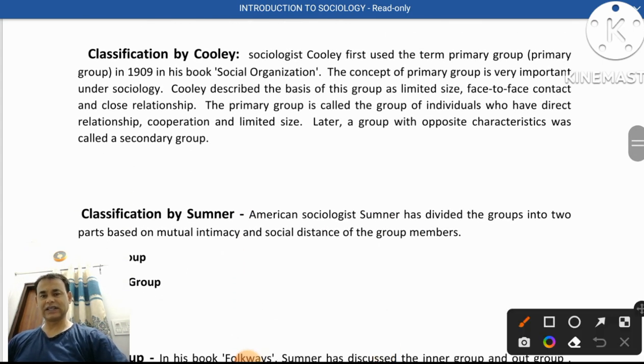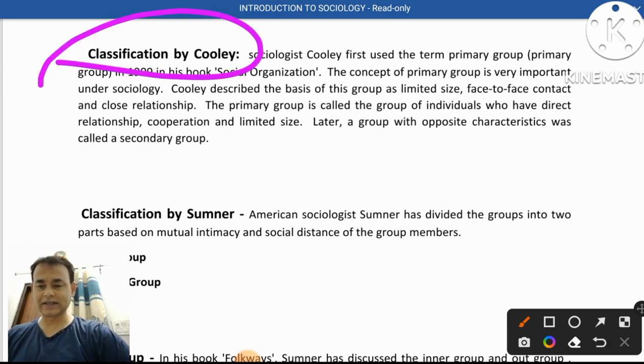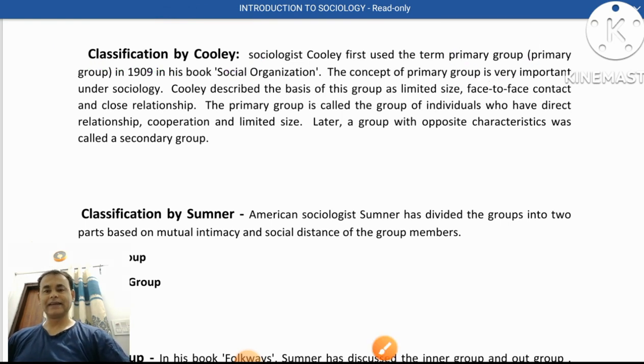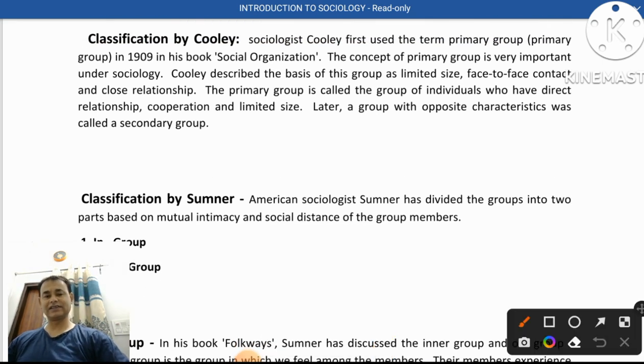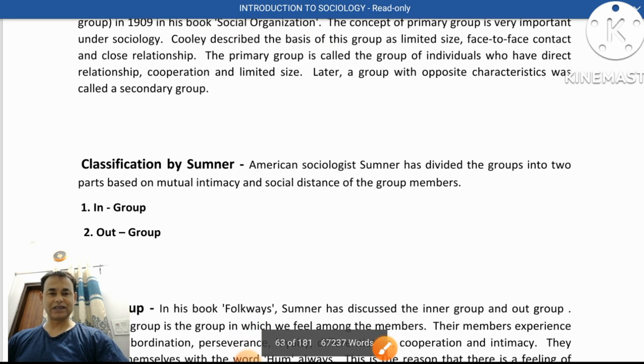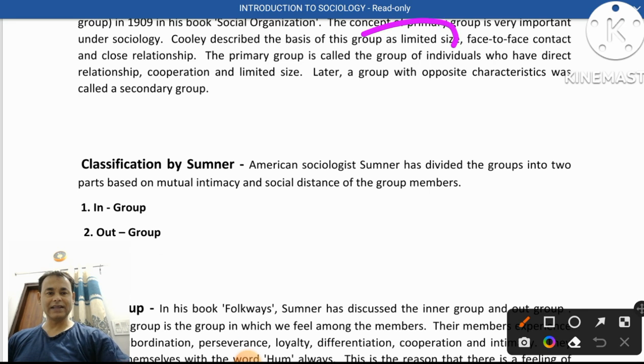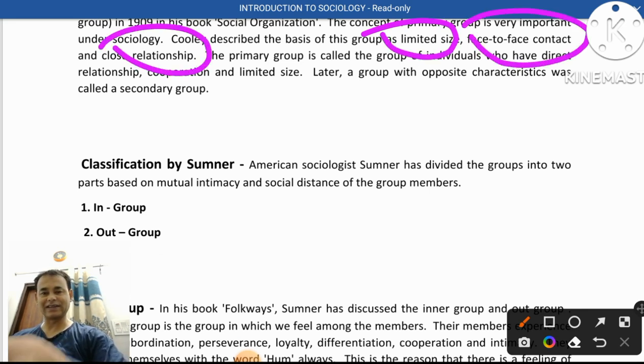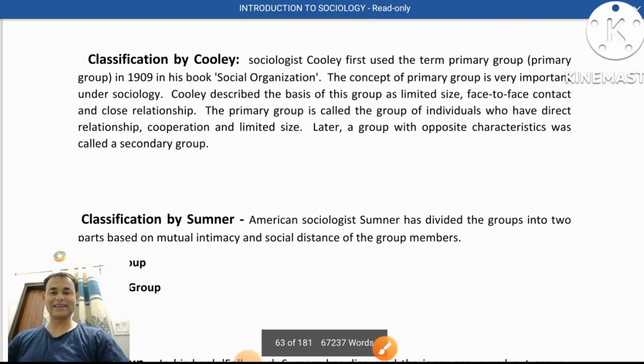Here we will look at the classification of Cooley, that is very important. Sociologist Cooley first used the term primary group in 1909 in his book Social Organization. You have to remember this concept and fact, as it is always asked in UGC NET. The concept of primary group is very important in sociology. Cooley described the basis of this group as limited size, face-to-face relationship, and close relationship. Three basic characteristics. The primary group is a group of individuals who have direct relationship, cooperation, limited size.